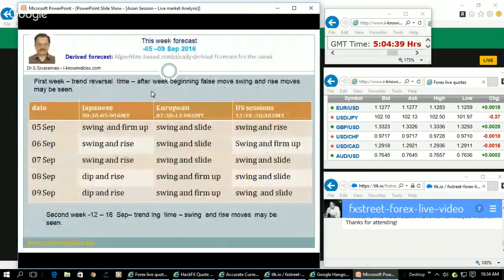So we will come across, first of all, the forecast that I have given. They made the rise during Tuesday and Wednesday, and started making the slide from Wednesday, that is the day before yesterday, from the European session. Then slowly they formed up and made the slide yesterday.